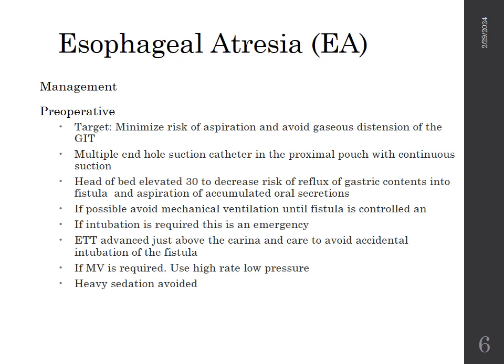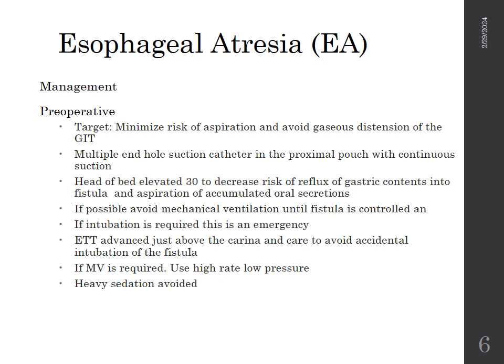We need to try, if possible, to avoid mechanical ventilation, but I need to say if possible, because in many cases we may need to ventilate. We just want to avoid the ventilation until the fistula is controlled. Why do you think we need to do that? Because once we ventilate, this positive pressure that we're introducing will pass into the respiratory tract, and part of it will produce more introduction of air through the fistula into the GIT. So I will have a gaseous distension in the GIT that I cannot control. So this will be more with mechanical ventilation.